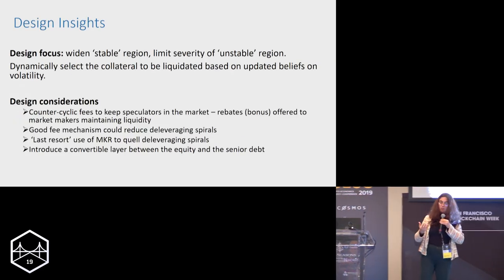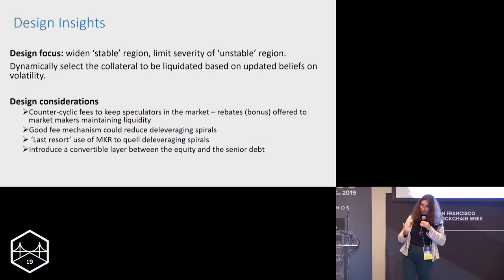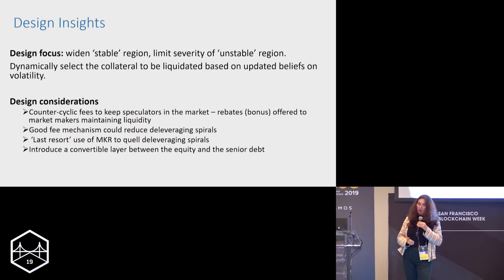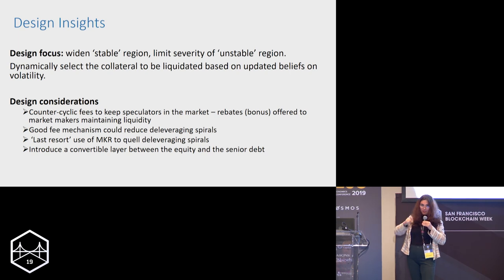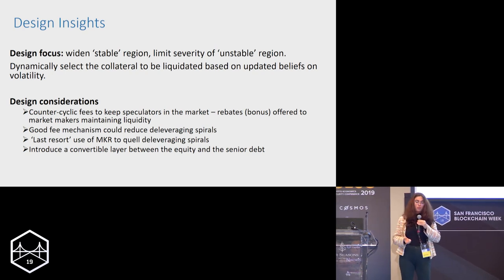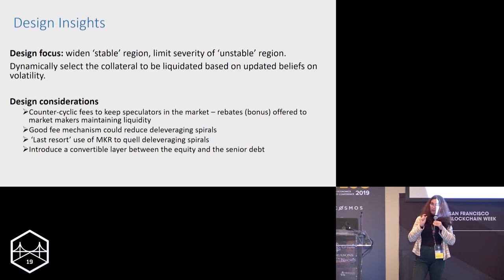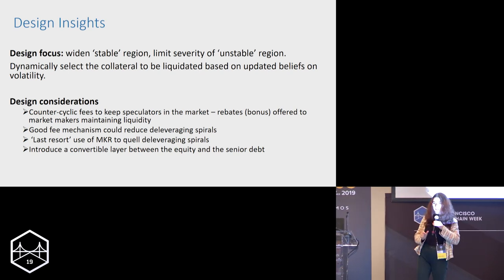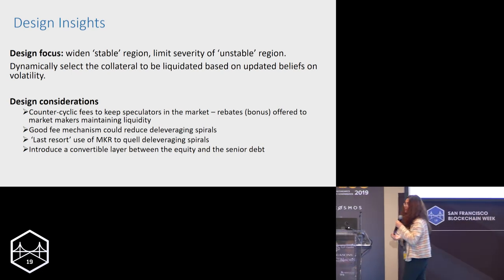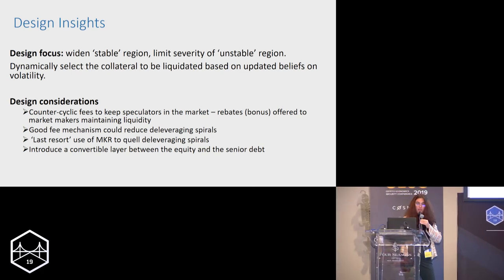So this whole risk management and the existence of these potential deleveraging spirals translates into risk, and we can compute the probability of these risks. If I am to give some insights from this work, the first thing would be to find ways by which we could widen the stable region. So you want to widen the stable region, and you want to limit the severity of the unstable region.